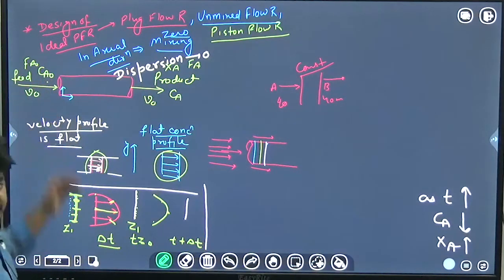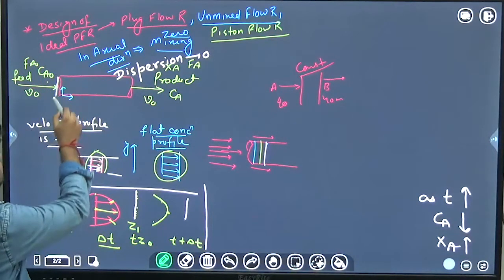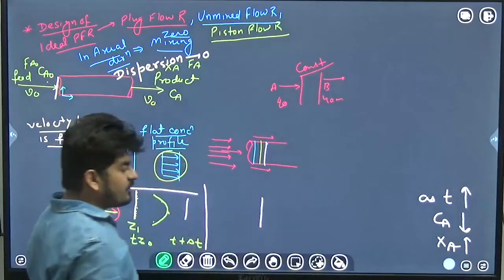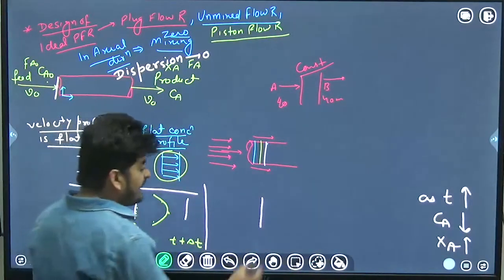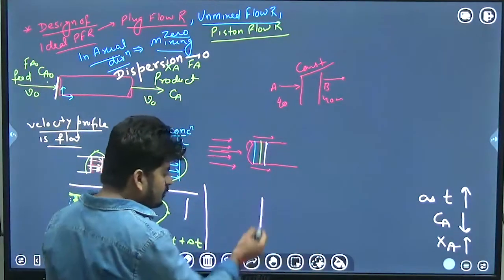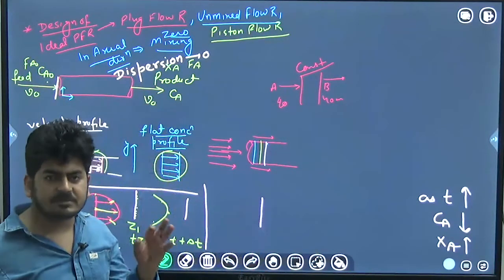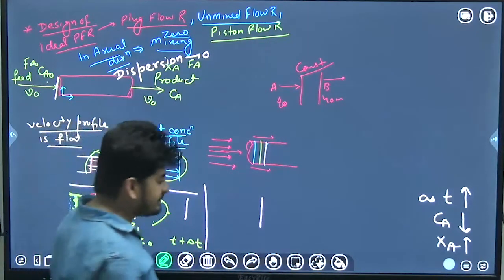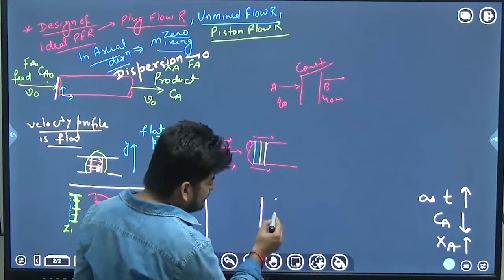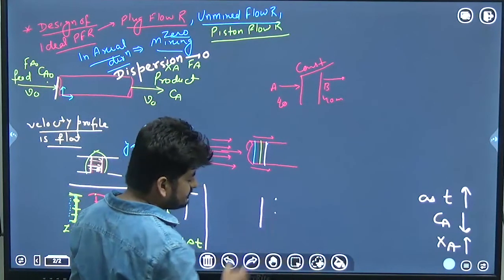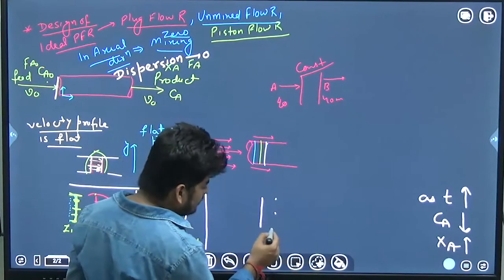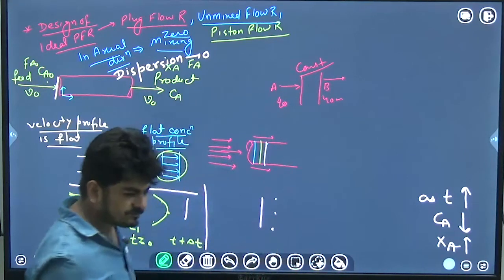So these are the molecules. Suppose again, I am taking this one vertical layer which is entering inside the reactor. In this vertical layer, at each and every point, let's consider 3 molecules only. Throughout the vertical layer, we have n number of molecules. Let's consider only 3 molecules. First molecule at the top, second molecule at the center, and third molecule at the bottom. Okay.